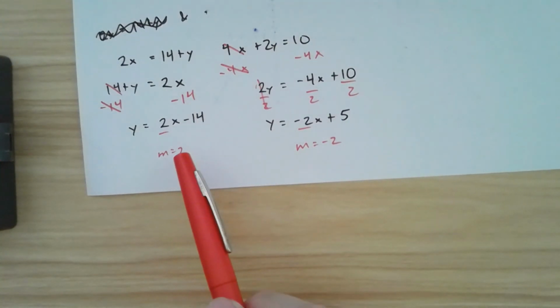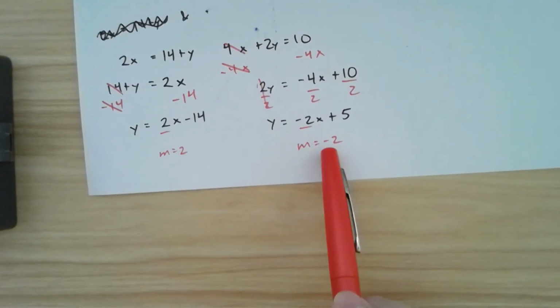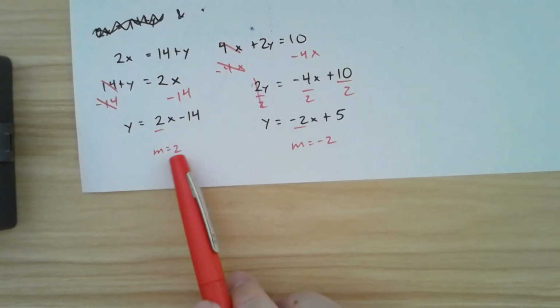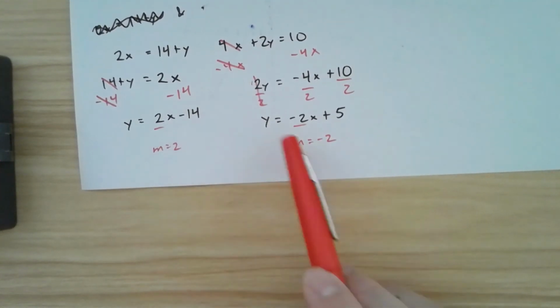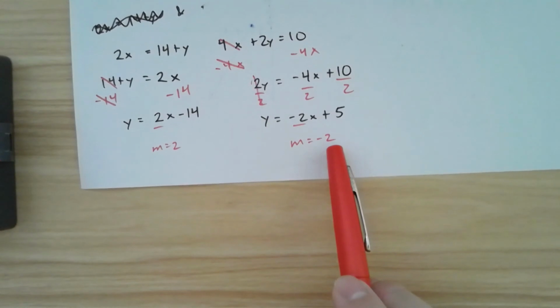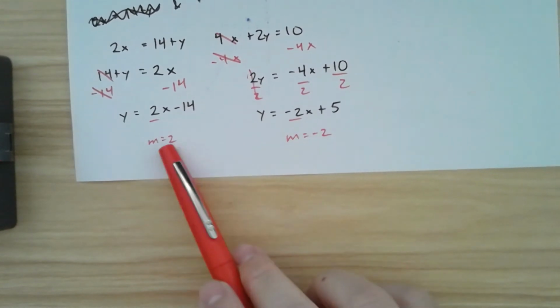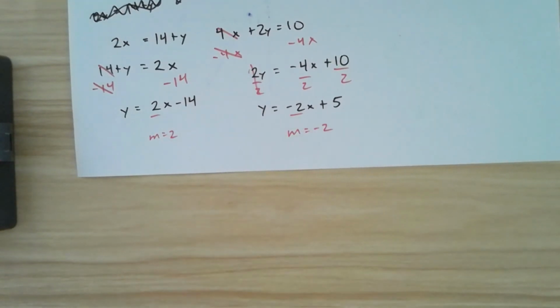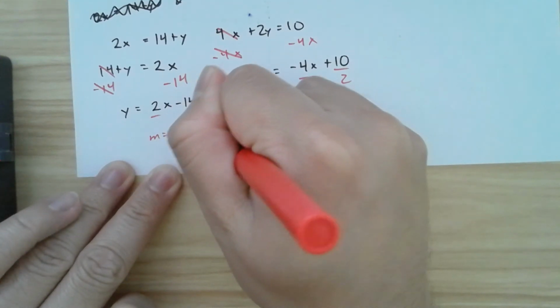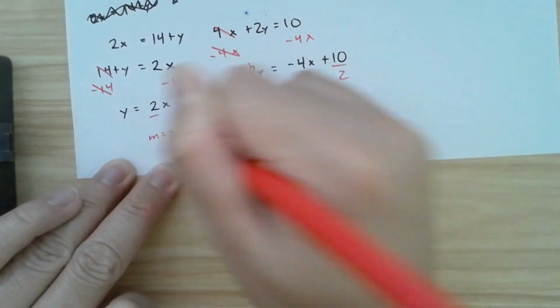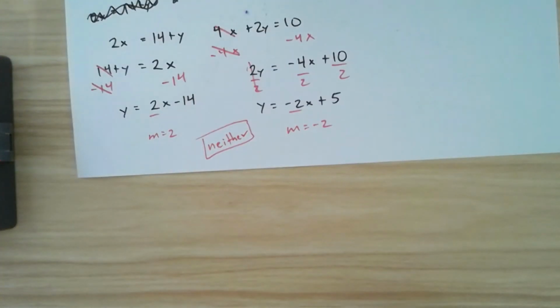Now, 2 and negative 2 do have opposite signs. However, the reciprocal of 2 would be 1 over 2. This guy is not that. So they're not the same, and they're not negative reciprocals. So here it will be neither.